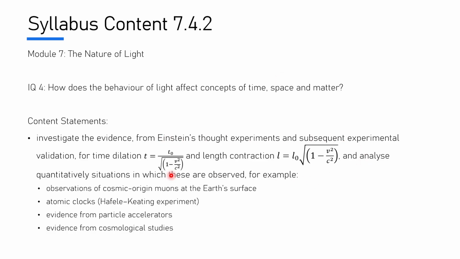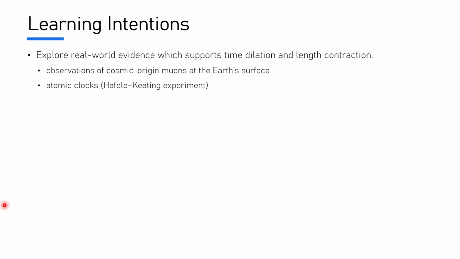We've been learning about length contraction and time dilation, and our key aim today is to look at some situations where it's actually observable. Our two key focus areas are going to be on cosmic origin muons and the Hafele-Keating experiment. There are also two other examples that are in our syllabus. We could also look at particle accelerators and cosmological studies, and we might dabble on those a little bit more in class. However, the first two are much more significant and will be our primary focus area. So we'll be looking at that real-world evidence which supports time dilation and length contraction.